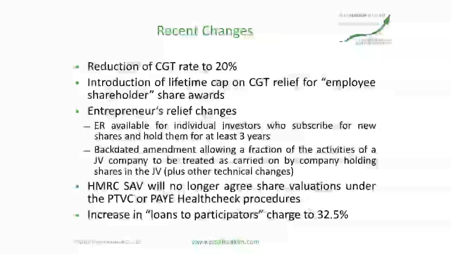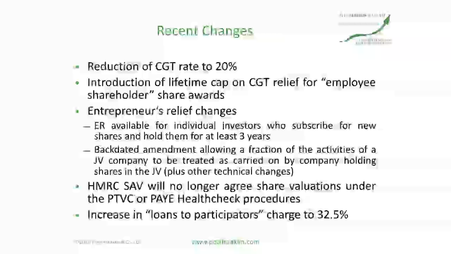Introduction of a lifetime cap on capital gains tax relief for employee shareholder share awards. If you're not familiar with those, employee shareholder shares were introduced in 2013 as a means of, in George Osborne's view, creating a more flexible labour force for smaller start-up companies. Employees would give up some of their employment rights, the big ones being the right to make claims in an employment tribunal for unfair dismissal and for redundancy pay. And in exchange for that, they would get shares in their employer or their employer's parent company.